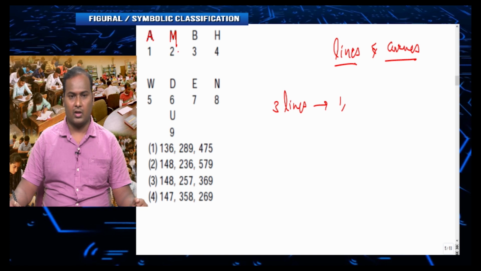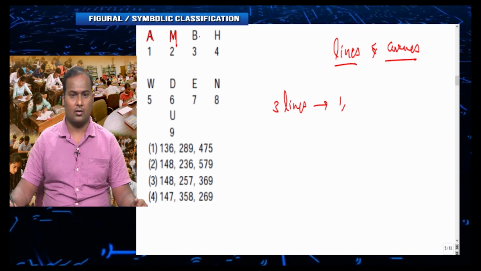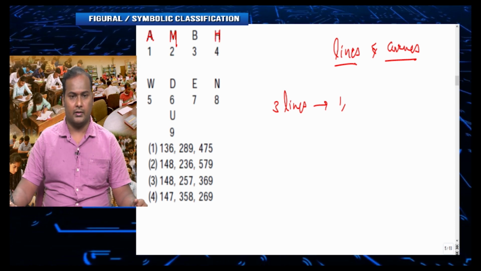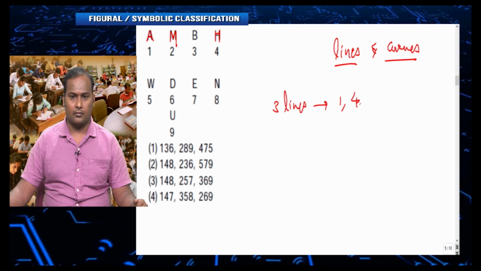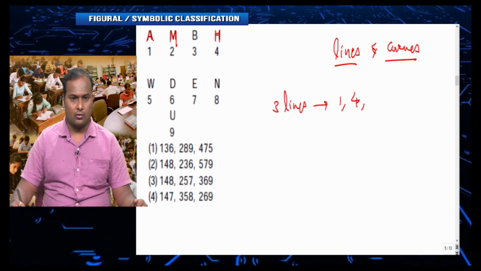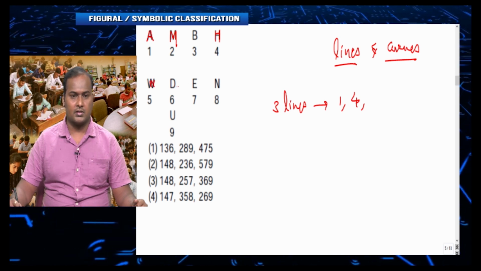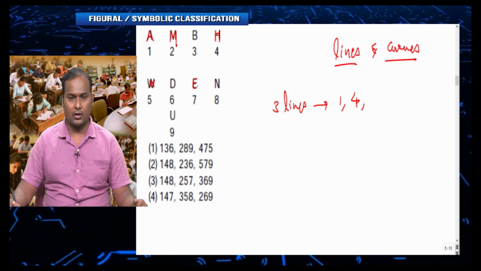Next one, M, already we know it is formed with 4 lines, so not possible. B, curve is there, not possible. Come to H now, 1, 2, 3. So here also how many lines are we having? 3 lines. So again 4. Then W, in W also 1, 2, 3, 4 lines are there. D, curve is there. E, again E, 1, 2, 3, 4 lines are there.